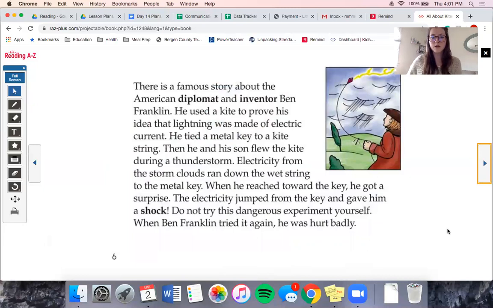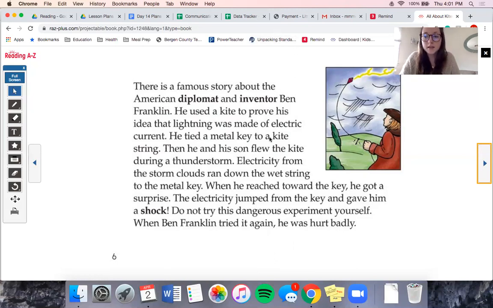There is a famous story about the American diplomat and inventor Ben Franklin. He used a kite to prove his idea that lightning was made of electric current. He tied a metal key to a kite string. Then he and his son flew the kite during a thunderstorm. Electricity from the storm clouds ran down the wet string to the metal key. When he reached towards the key, he got a surprise. The electricity jumped from the key and gave him a shock. Do not try this dangerous experiment yourself. When Ben Franklin tried it again, he was hurt badly.